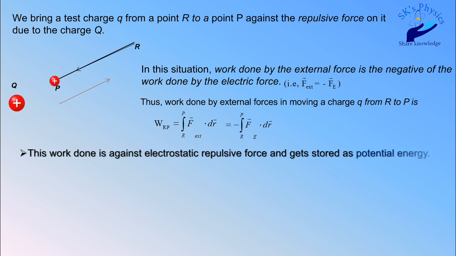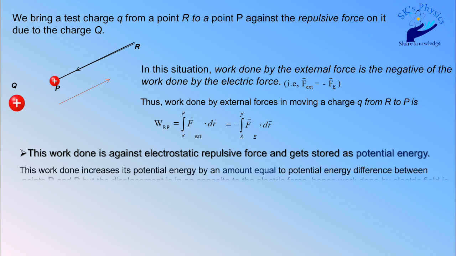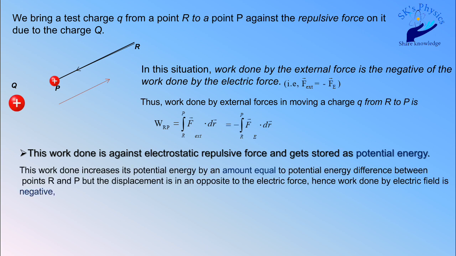This work done is against the electrostatic repulsive force and gets stored as potential energy. That means work done is the potential energy. This work done increases its potential energy by an amount equal to the potential energy difference between points R and P, but the displacement is opposite to the electric force, hence work done by the electric field is negative. So potential energy difference delta U = U_P - U_R = -W_RP.